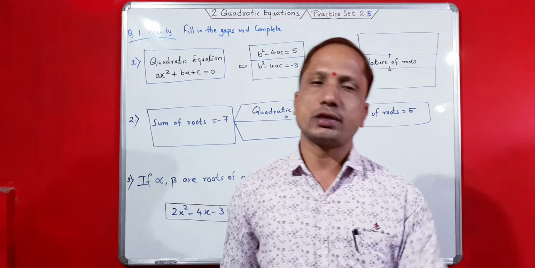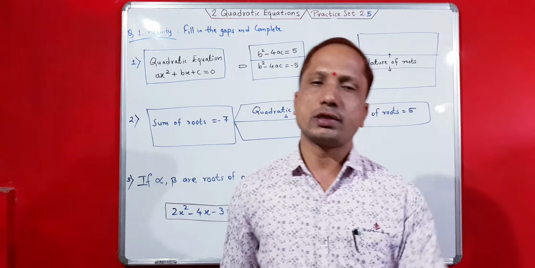All these things we are going to use in this practice set 2.5 to solve the problems. So let's start from problem number 1. I have given the quadratic equation x square plus bx plus c is equal to 0. This is known as the general form of a quadratic equation. b square minus 4ac is equal to 5, and b square minus 4ac is equal to minus 5. These are the discriminants, the values of delta, and according to this value we have to find out the nature of roots.